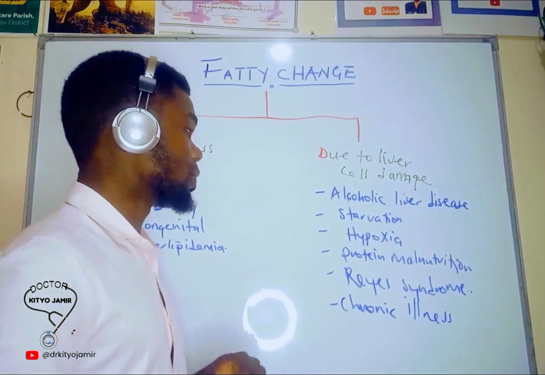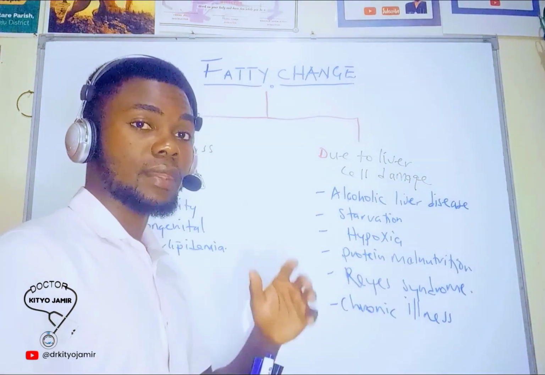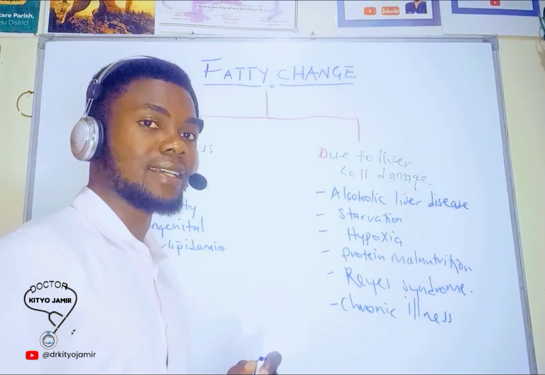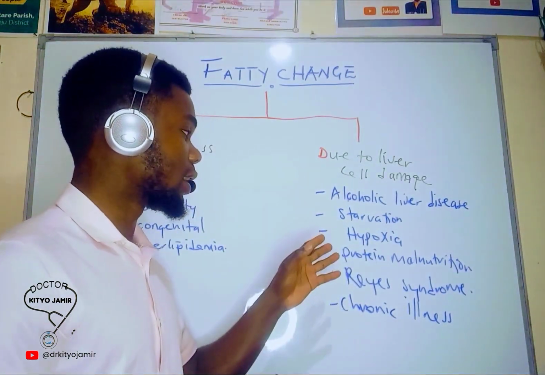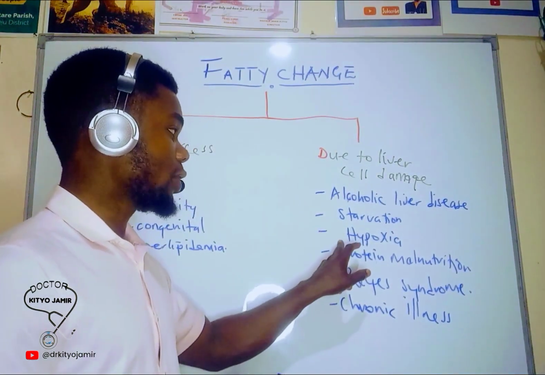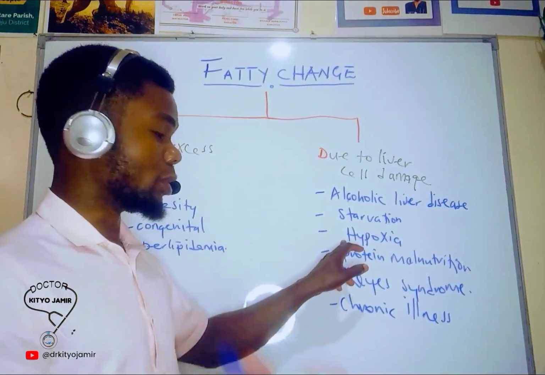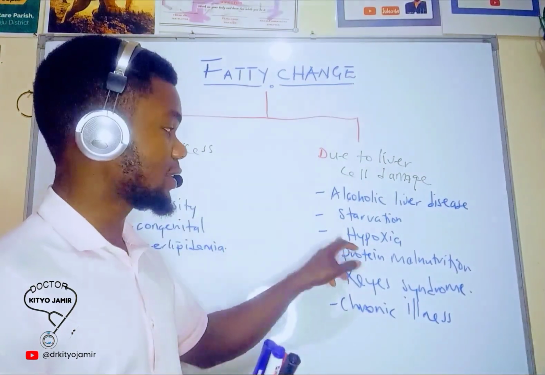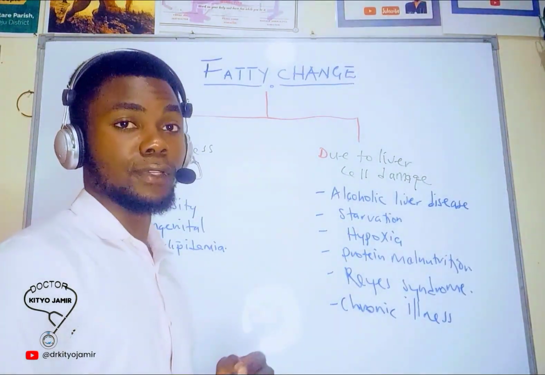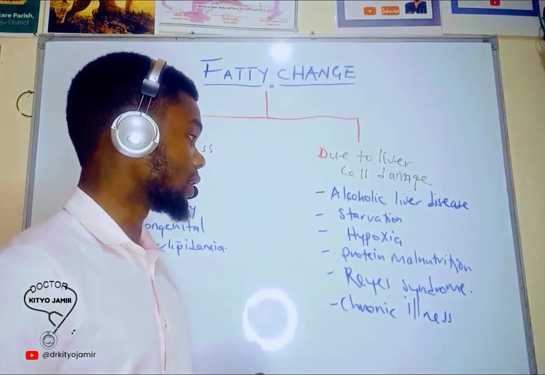We look at starvation. In starvation, we are going to have increased lipolysis. It's the breakdown of lipids to free fatty acids and glycerol, thus leading to a fatty liver. Hypoxia, here you have reduced supply of oxygen. When you have a reduced supply of oxygen, you're going to impair two systems. One of them is the beta oxidation of the fatty acids, and the second is the oxidative phosphorylation, leading to ATP depletion, cell injury, and leading to fatty liver.